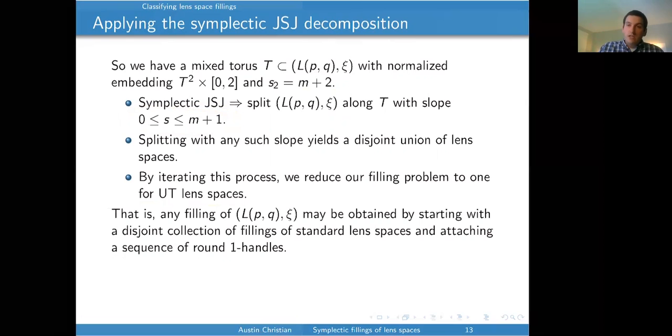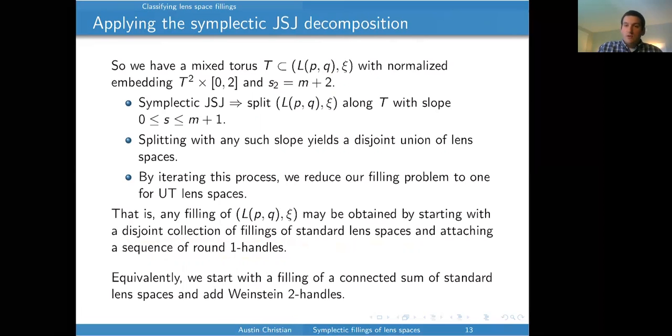Okay, so now the JSJ decomposition directly tells us that we start with a disjoint collection of fillings of standard lens spaces, or universally tight lens spaces, and we attach a sequence of round one handles. The round one handles are one handles followed by two handles. So attaching those one handles, not yet the two handles, will take our disjoint union of lens spaces and turn them into a giant connected sum, and then we're left over with two handles that can be attached to get the result that we find. So this proves the classification result we gave.